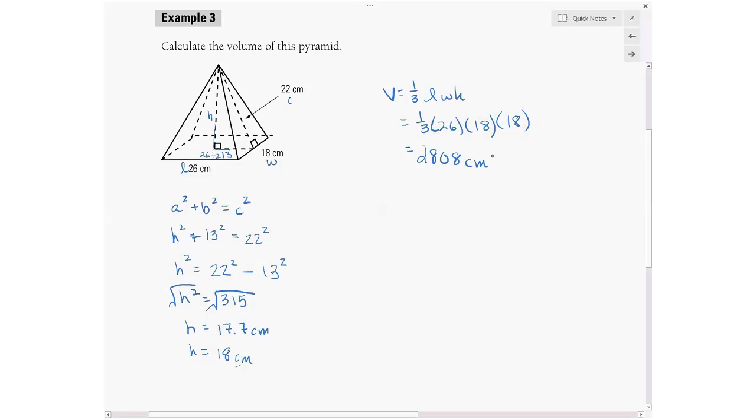If you use 17.7, so if you had, say, 1/3 times 26 times 18 times 17.7, now you're going to get that it is 2761.2 centimeters, or you could say 2762. That doesn't round to 62, that rounds to 61. 2761 cubic centimeters. Okay, so that would be fine. This would also be acceptable.